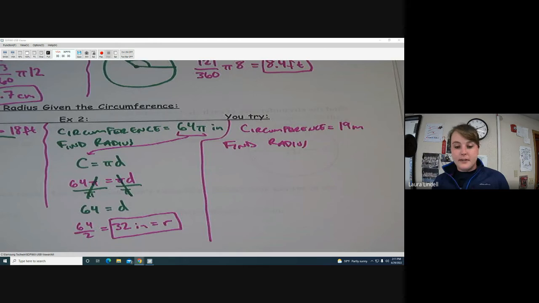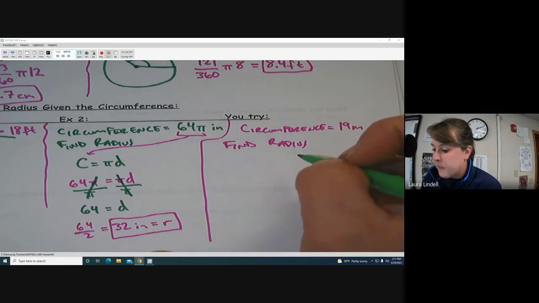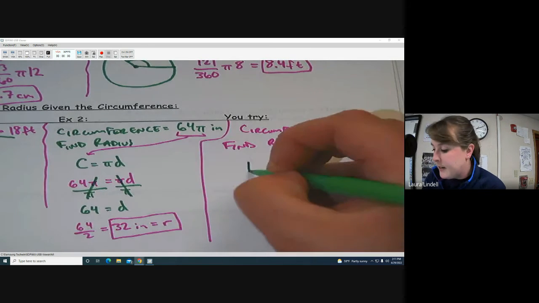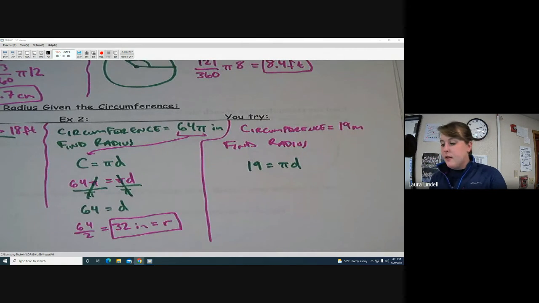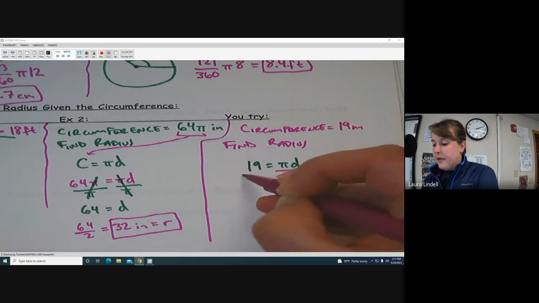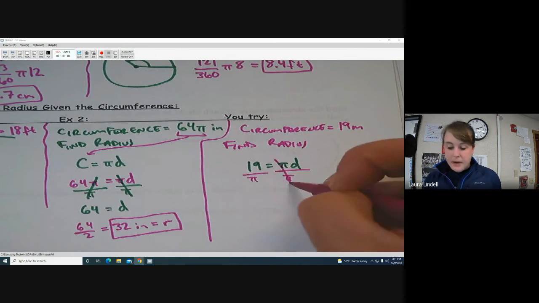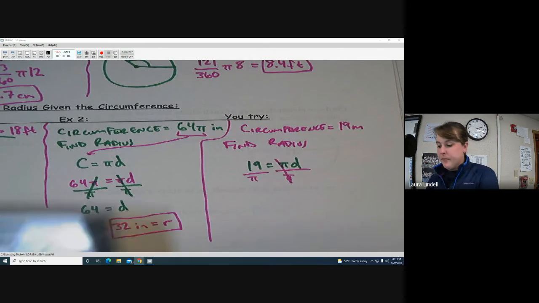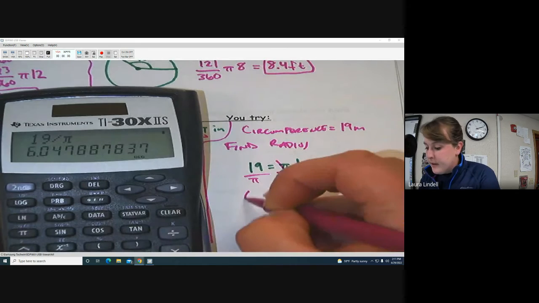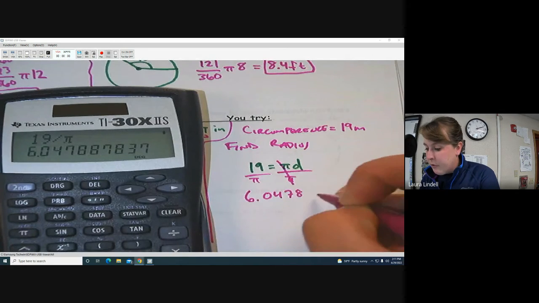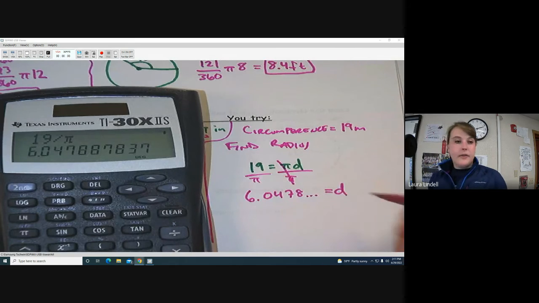Okay, hopefully you paused the video and tried it on your own, because here we go. We know circumference is pi times diameter, so I'm going to take 19 and set it equal to pi times diameter. Then we're going to divide by pi on both sides. 19 divided by pi is what I type into my calculator. 19 divided by pi, we get 6.0478, a whole bunch of stuff for the diameter. And the reason I'm keeping that is so that I don't end up with a rounding error later, because the diameter is not my final answer.